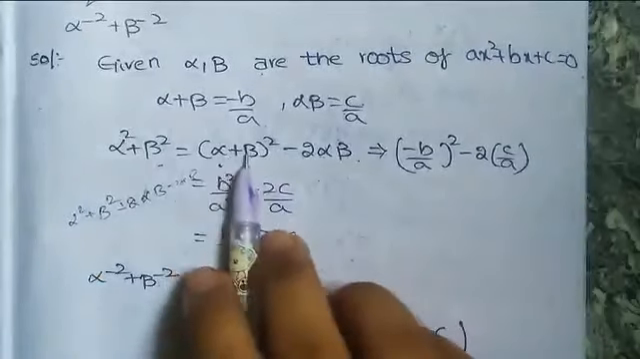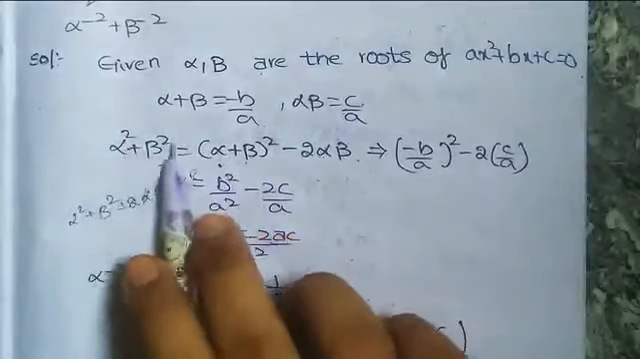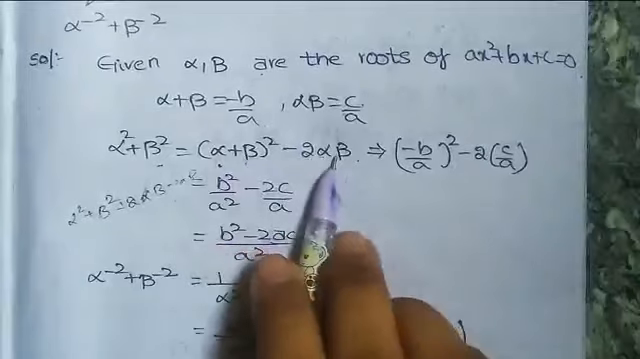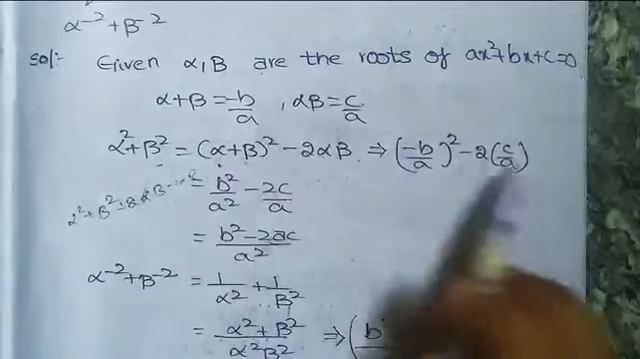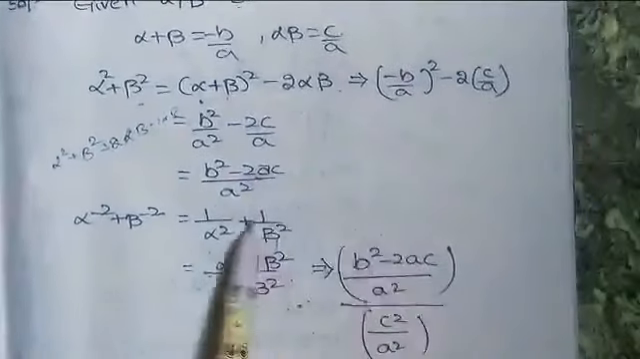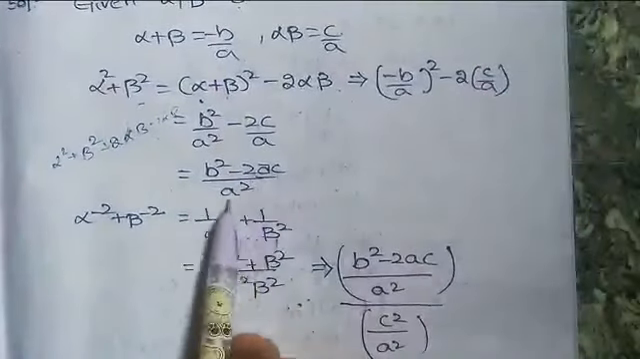Now, we have many problems where alpha square plus beta square has to be written in the form of (alpha plus beta) whole square minus 2 alpha beta. Now substitute the values. We already have the alpha plus beta value and the alpha beta value. So after solving this, we will get b square minus 2ac by a square.